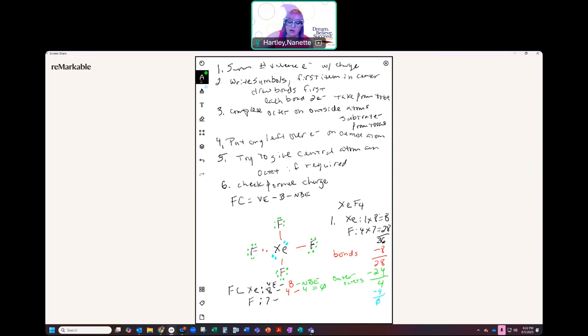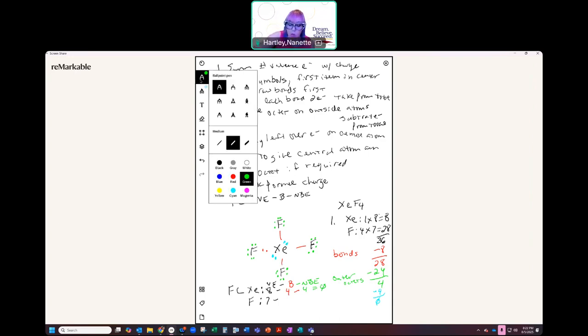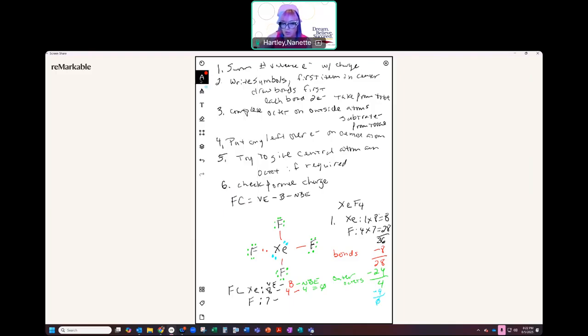Okay. When we look at fluorine, we have 7 valence electrons that we brought to this party, and subtract the number of bonds. Each one has 1 bond. So there's one bond for each fluorine. And then I want to count how many non-bonding electrons there are. So 1, 2, 3, 4, 5, 6. And that means that that is also a zero charge.